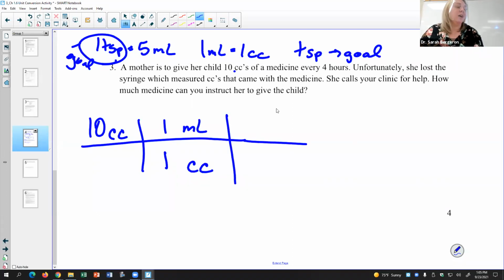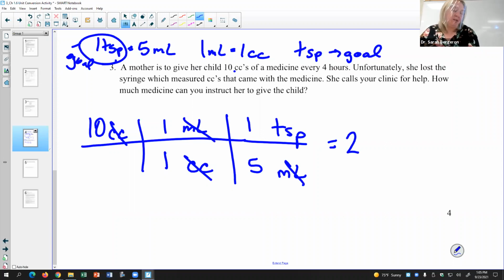Okay. So now I put in my next conversion. My cc's cancel. I'm in milliliters. So I put milliliters on the bottom, teaspoons on the top. 5 milliliters, 1 teaspoon. Milliliters cancel. What do I get? All 1. So 10 divided by 5 is 2. 2 teaspoons. So what do you tell the mom? Give your child 2 teaspoons every 4 hours.